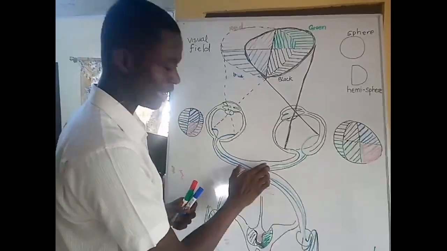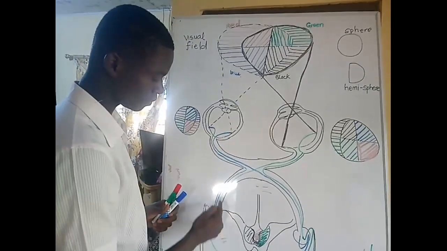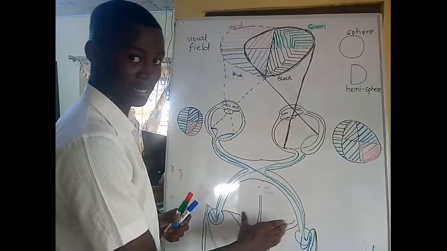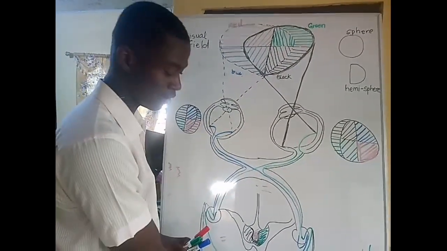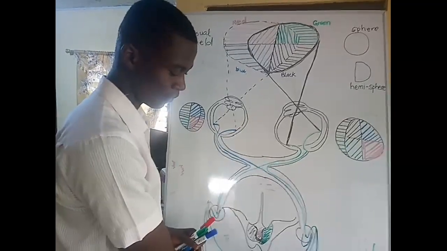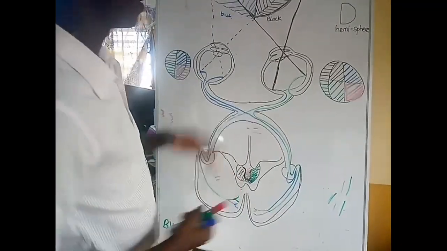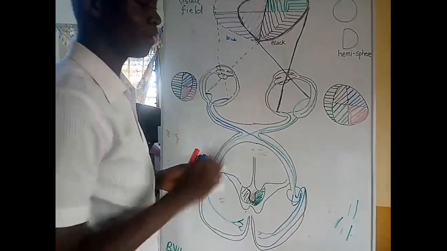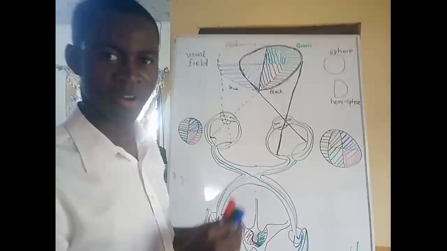This is called the optic chiasma. You have the optic tract going to the lateral geniculate body, synapsing in the lateral geniculate nuclei, and then moving to the calcarine gyrus of the brain. Good. We are going to look at the visual field of the eye. But then before we start that, let's first look at some very important terms.